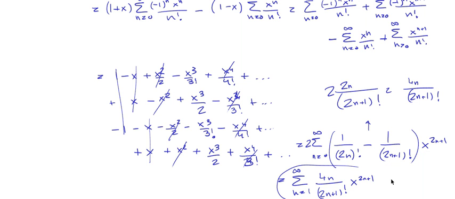This is the final series, and the radius of convergence is going to be infinity, the whole real line. This expression is valid for the whole real line, as we have seen for the exponential in general.